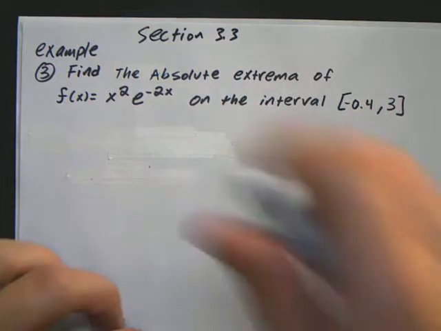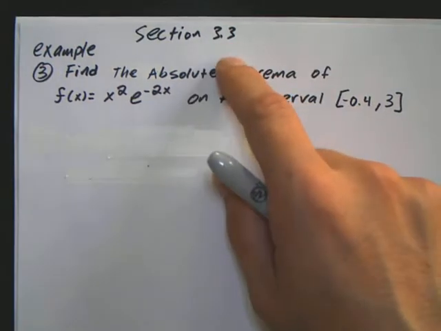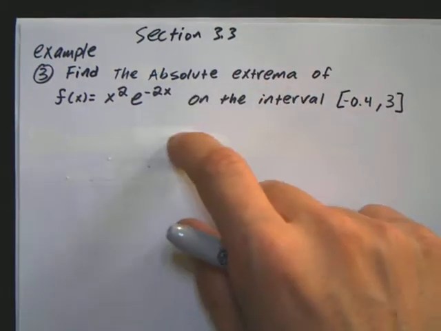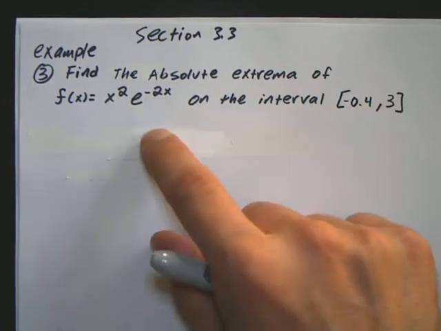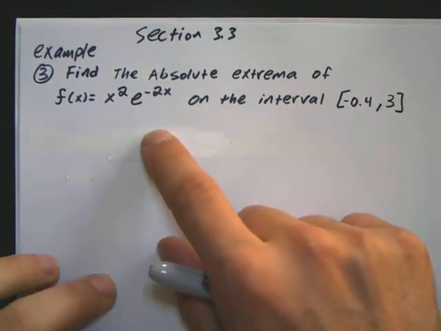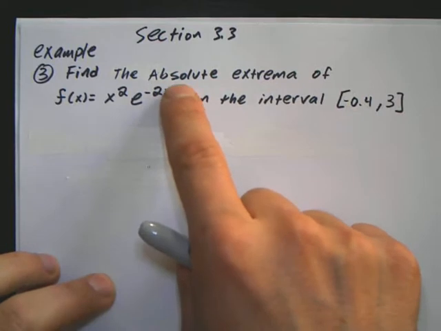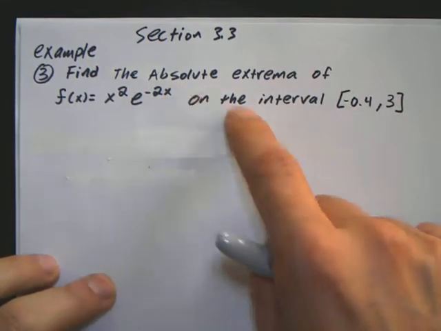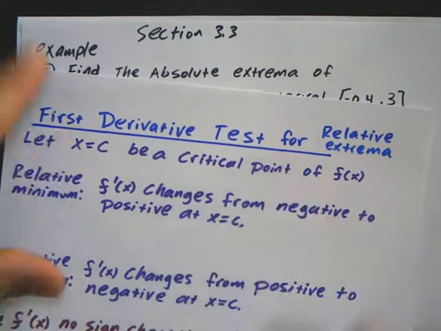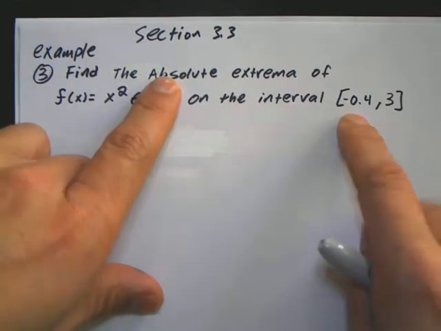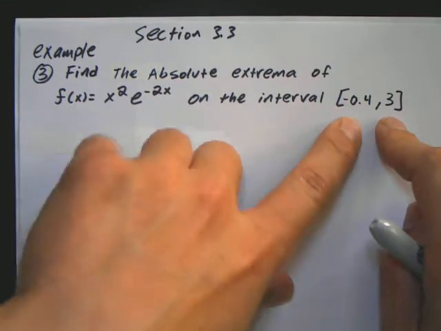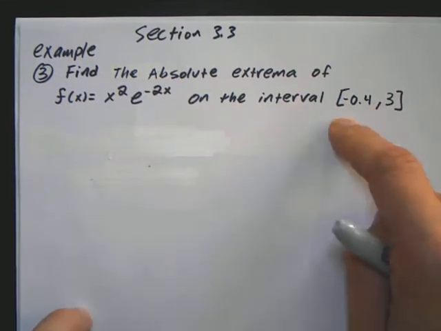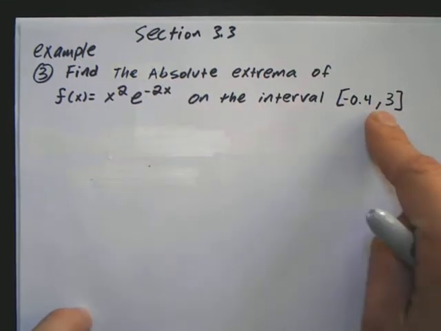This is section 3.3. This example should have been in the last video on part 2, but that video ran a little longer than I thought it would, so I'm just going to include it in a separate video. To find the absolute extrema, it's very similar to finding the relative extrema. We're still going to be using the first derivative test, but for absolute extrema, we're given a specified interval. So there's a slightly different process towards the end of the problem to figure out what's the maximum and what's the minimum.